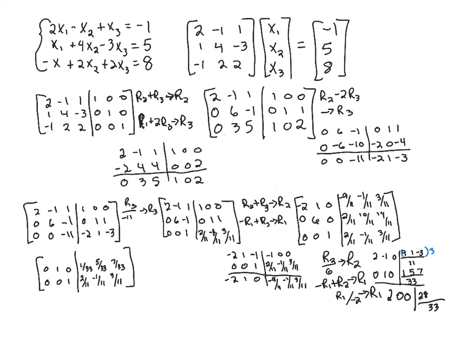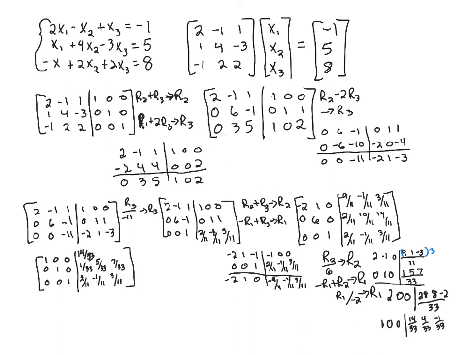3 times 1 plus 5 is 3, and 5 is 8. And 3 times negative 3 is negative 9, plus 7 is negative 2. Now, let's not forget that we have to divide this thing by 2. So dividing by 2, my new row 1 is going to be 14 over 33, 4 over 33, and negative 1 over 33. So 1 0 0, copying that down.